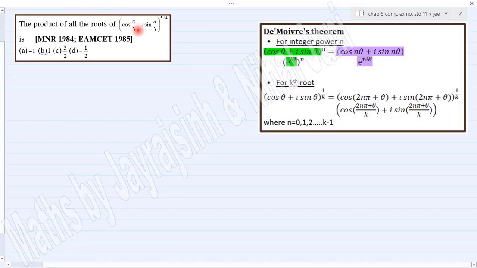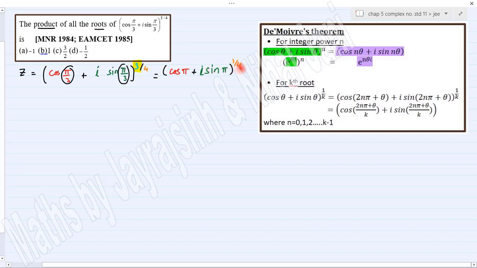In this question, we have to find the product of all roots of the complex number cos pi by 3 plus i sin pi by 3 raised to 3 by 4. Or we can say, according to De Moivre's theorem, we can multiply our power with the angles. So we will get cos pi plus i sin pi raised to 1 by 4.